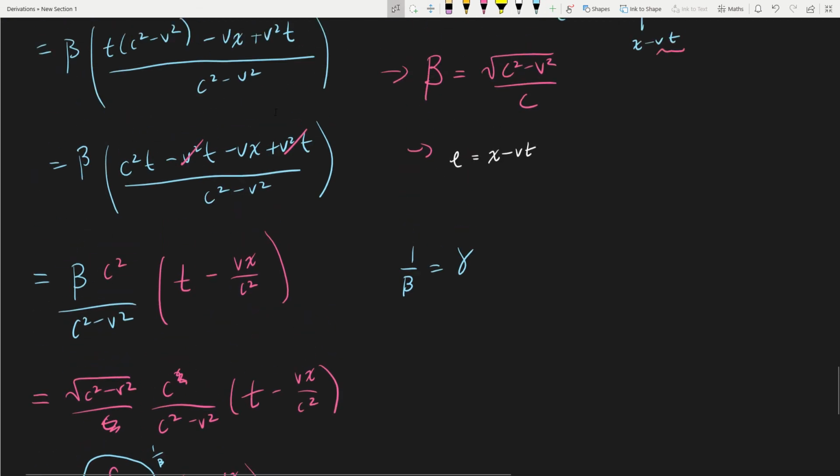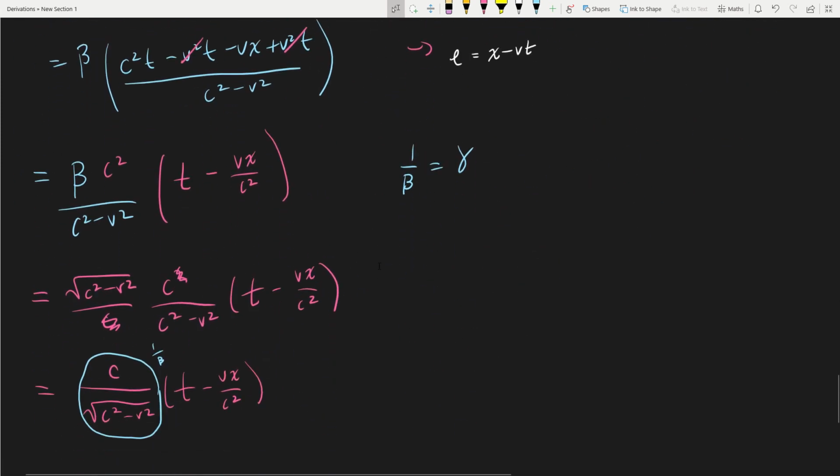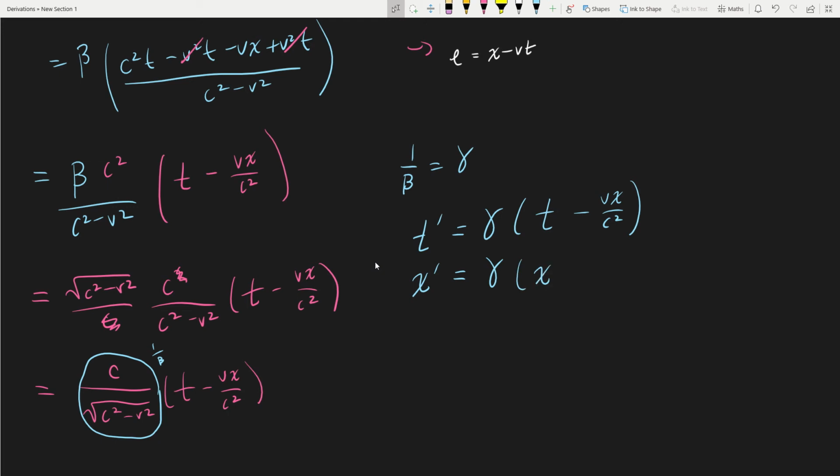So remember what we're solving for here. We're solving for t prime. So now we've shown that t prime is equal to gamma, which is actually our length contraction factor, times t minus vx over c squared. And this is the standard Lorentz transformation notation you will see. Let's write all of the coordinate transformations out now that we have them all. So x prime is equal to gamma times x minus vt. We showed that in the previous video.